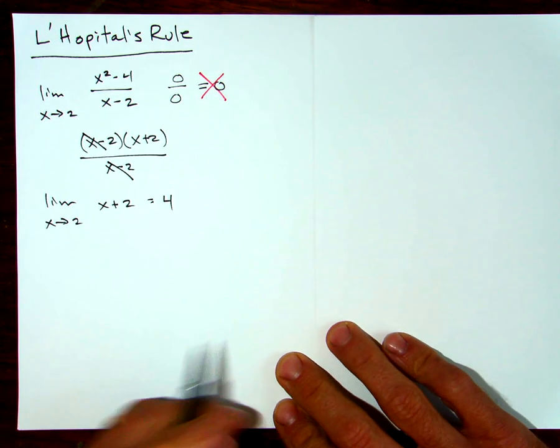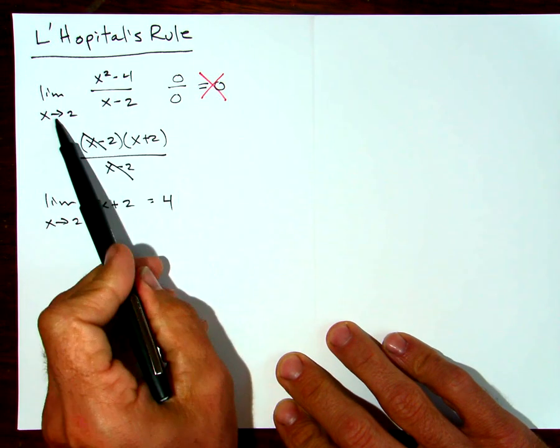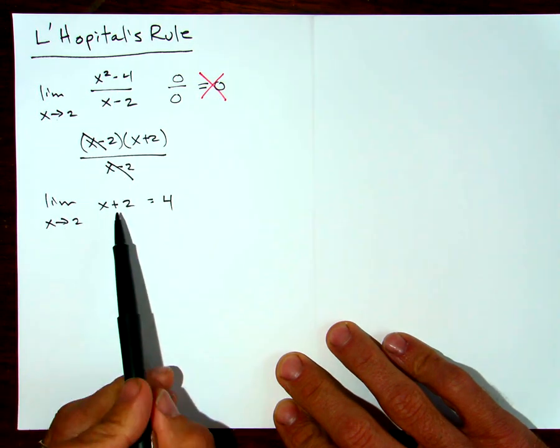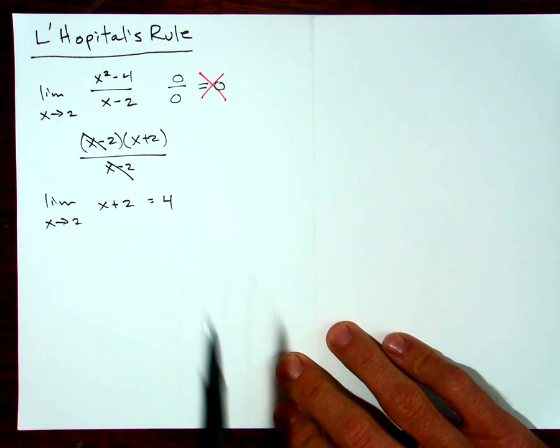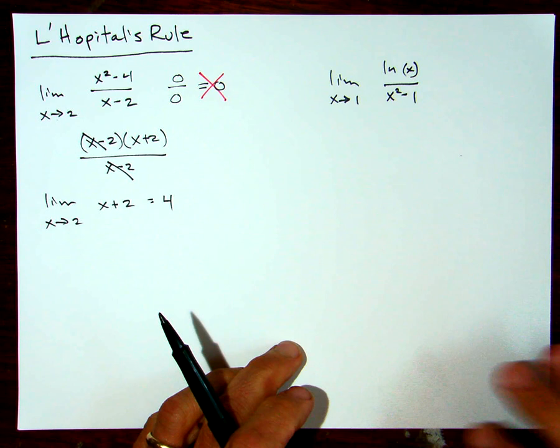Again, I want to emphasize the function is undefined at x equals 2, but it's algebraically equivalent to a function that's continuous at x equals 2, and we can use that to find the limit. Now, the issue is, what happens when we end up with something like this?